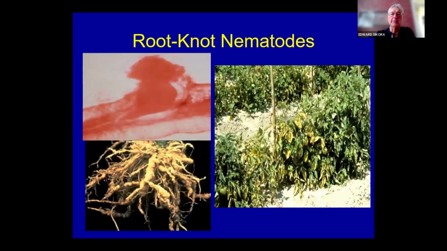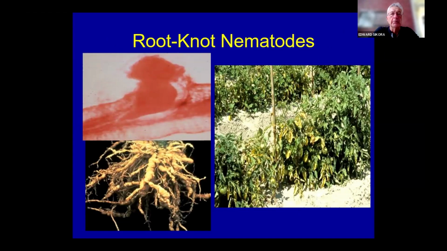Okay, last thing I want to talk about is root knot nematode. There are about 10 different species of nematodes. These are microscopic worms found in the soil that feed on roots, disrupting the root's ability to pick up moisture and nutrients, resulting in stunted plants and reduced yield. So root knot is the most damaging of these in Alabama on vegetables, tomatoes, cucurbits, peppers, what have you.